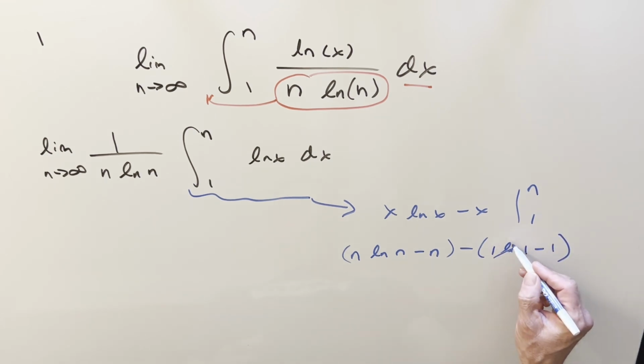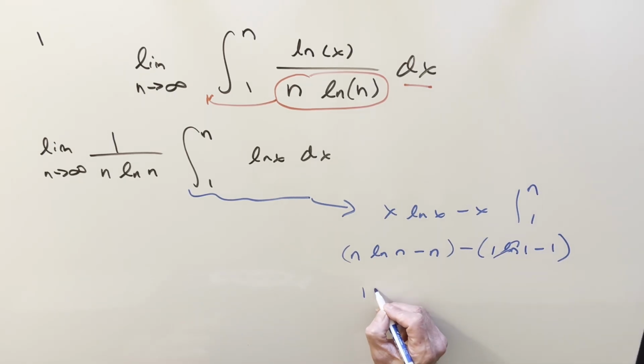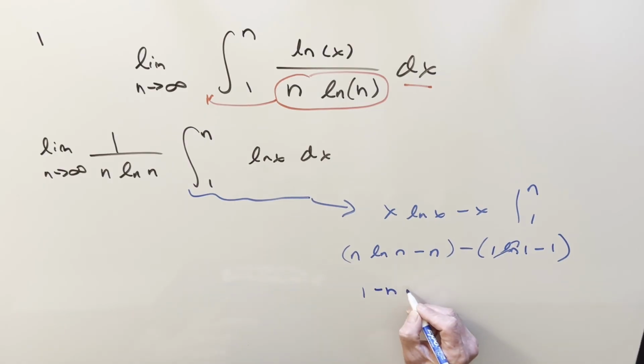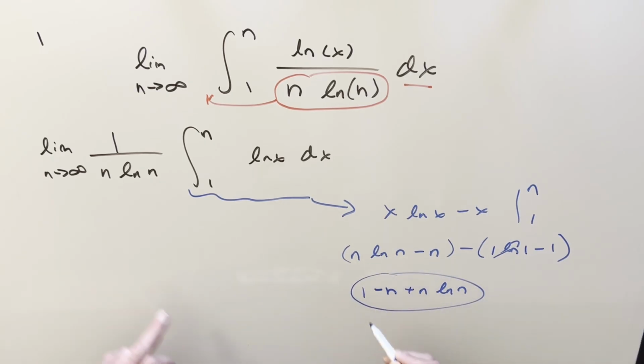But ln of 1 is 0. Minus times minus is plus. So this whole thing is going to be 1. Let me rearrange it a little bit. We'll do 1 minus n plus n ln n. Then I can take this value and we can throw it back into the limit and see if we can finish it off.